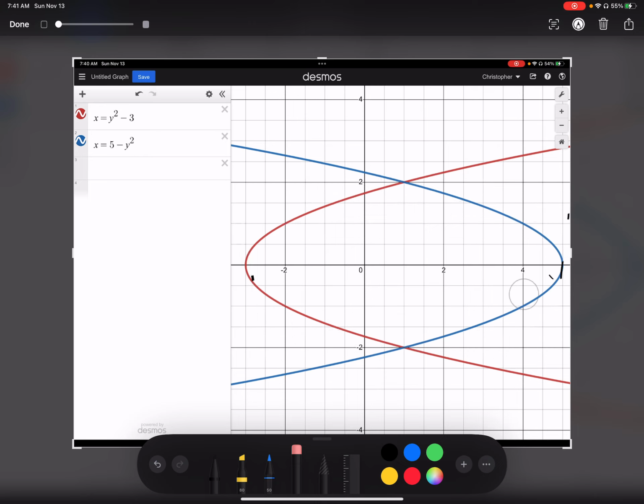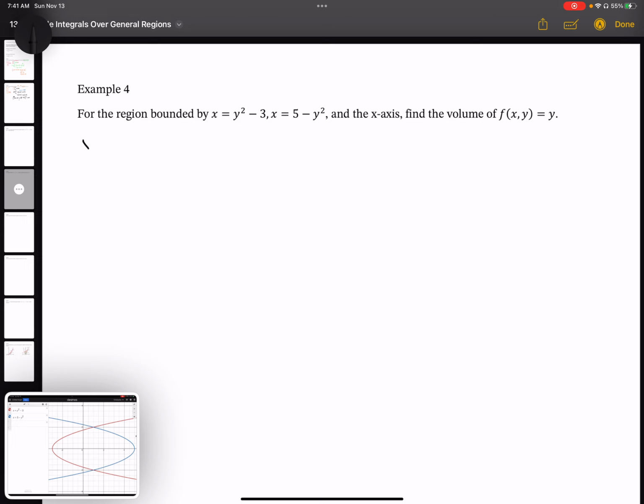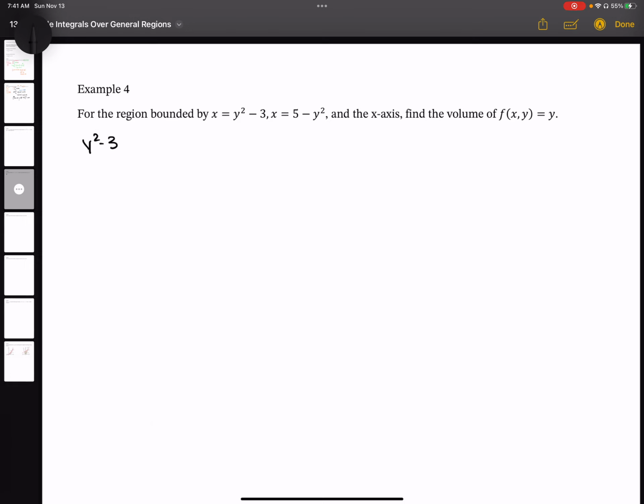And so again, we can find our upper limits where they intersect by just setting the functions equal to each other. We can just do that here, actually. So now we'll do it in the notes. What we want is y squared minus 3 equals 5 minus y squared. So 2y squared equals 8, and y squared equals 4. So y equals positive and negative 2. So those are going to be our y limits for integration.